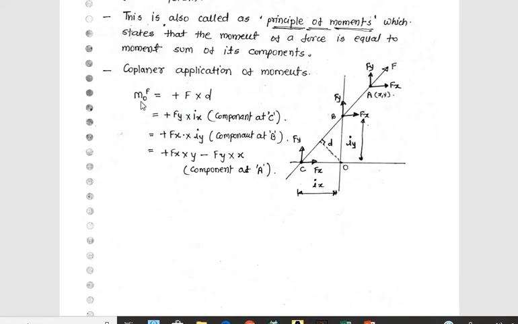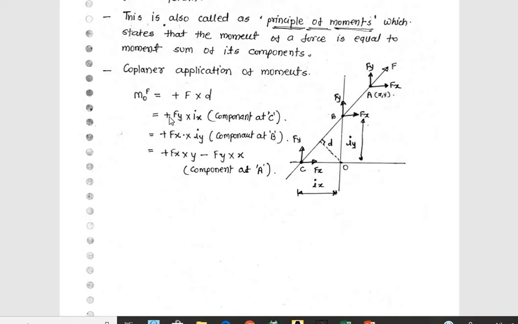Now the moment of force F about O is equal to F into d. This is the force and its perpendicular distance is d. This is equal to the sum of the moments of its components. Now this force F has three points, and at the three points there are six components.